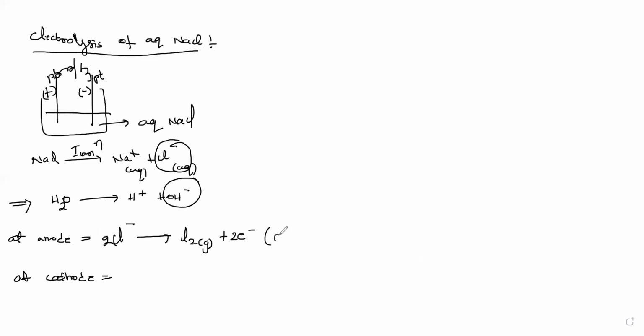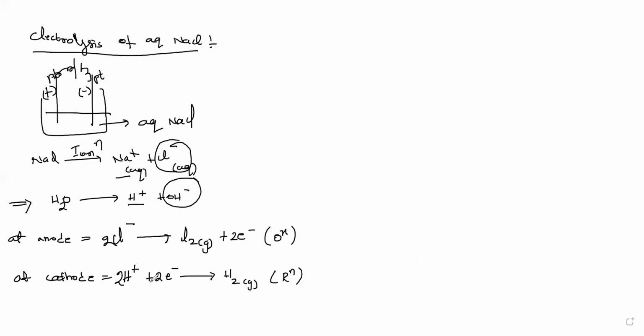It is nothing but oxidation. Now for the cations, two different cations are there, Na plus and H plus. Of these two, H plus is involved in the reaction at the cathode and is converted into H2 gas. Gaining of electrons is nothing but reduction. So finally, we can say gaining of electrons is nothing but reduction.